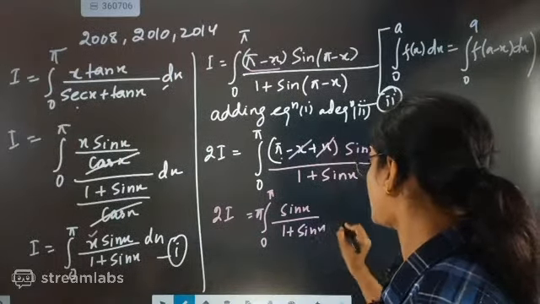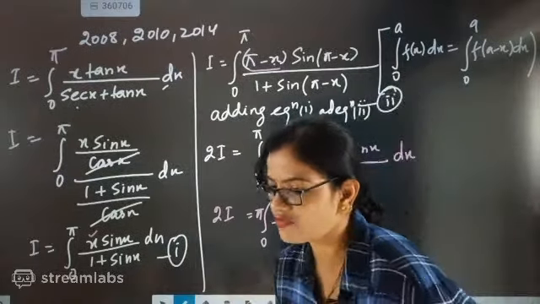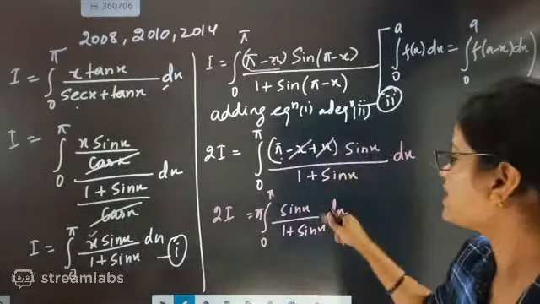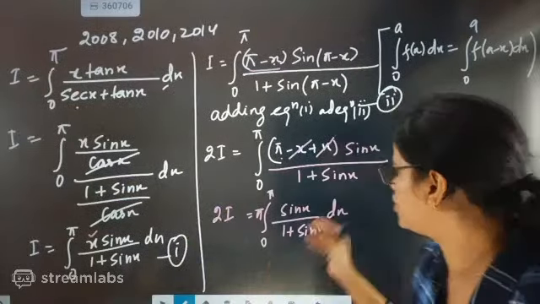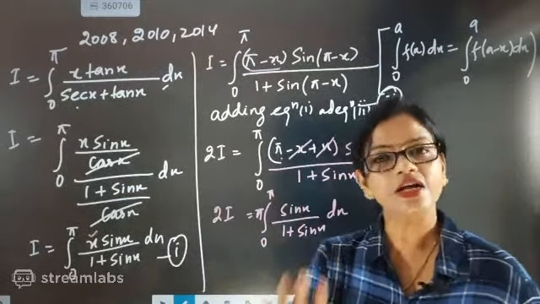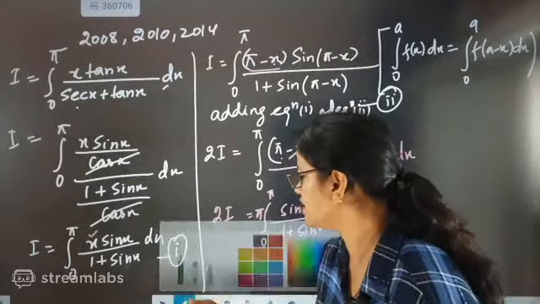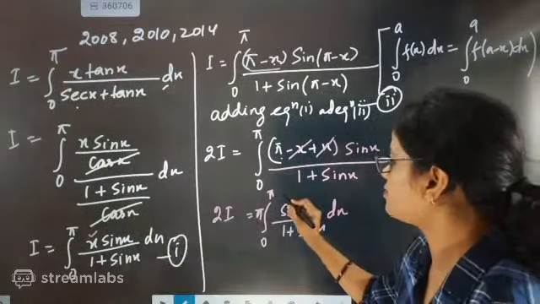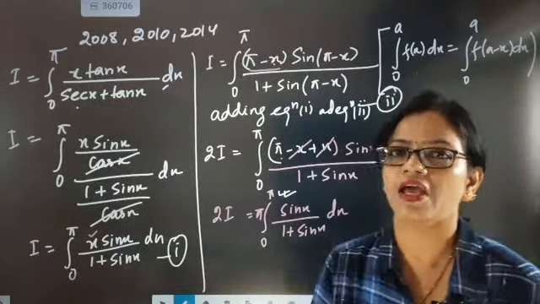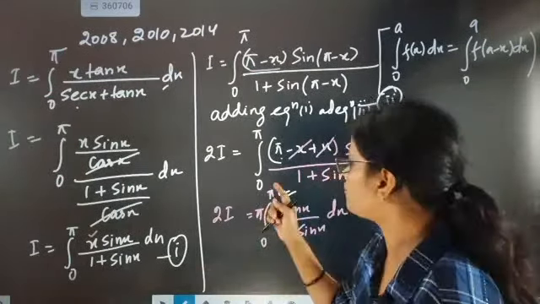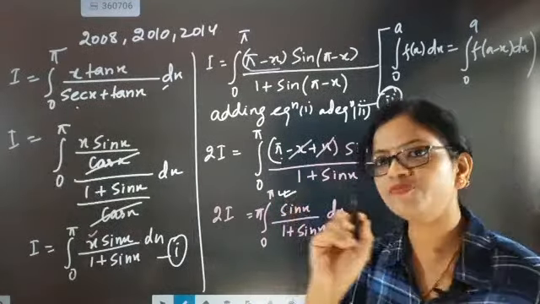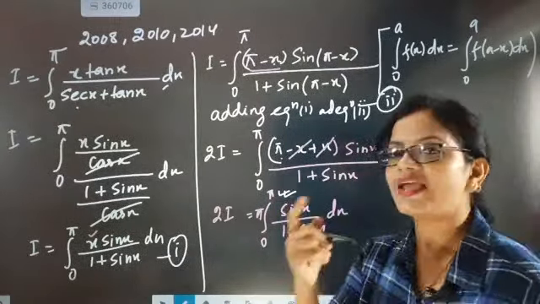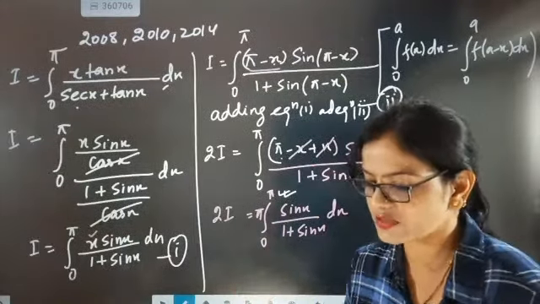Stop here immediately, because after this if you do rationalization, multiplying by 1 minus sin x in numerator and denominator, thinking you will be able to solve easily, then stop yourself. First see the upper limit. The upper limit is pi, and solving from here will create problems for you. So stop here. The first important work is to convert pi to pi by 2.